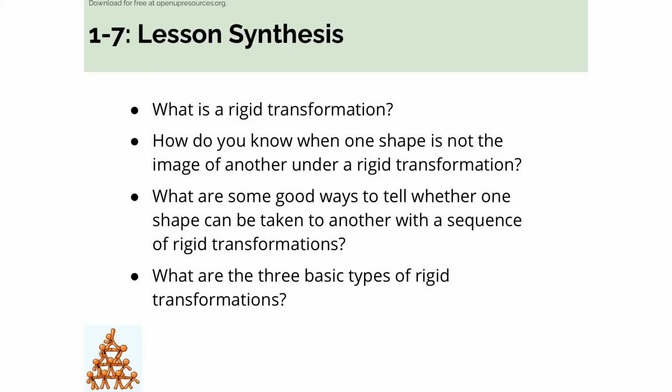When we get into the lesson synthesis, what is a rigid transformation? You guys need to understand that the rigid transformations are when our objects are not changing size or shape. So our angles all remain the same and our side lengths all remain the same, and all of them are corresponding to one another. How do you know when one shape is not the image of another under a rigid transformation? Well, did it change size or did it change shape? If it did, then it is not considered a rigid transformation. Remember, all of our translations, reflections, and rotations remain the same size and shape, which declares them as rigid transformations.